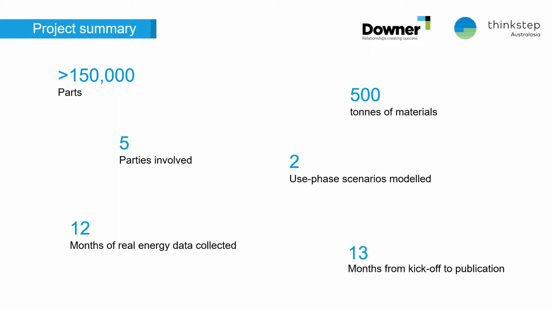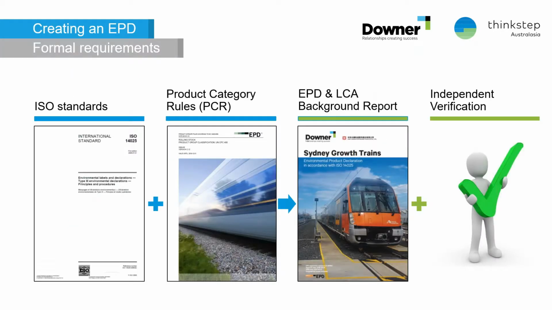To recap what Jeff just touched on before, an EPD is a registered document that provides transparent and comparable information about the life cycle impact of a product or an asset, in this case being rolling stock. All the information that goes into an EPD is independently verified, and then it's completed in accordance with the framework that you can see on the screen, consisting of the ISO standard, the International EPD PCR, the EPD background report, and the actual registered document, and then finally your independent verification.